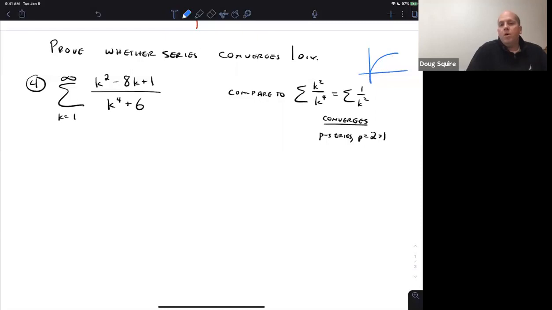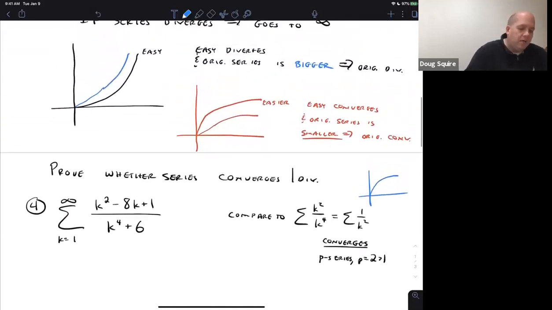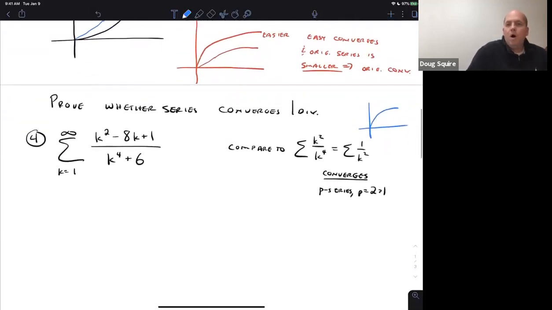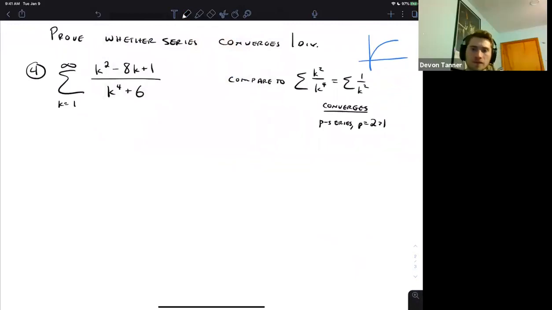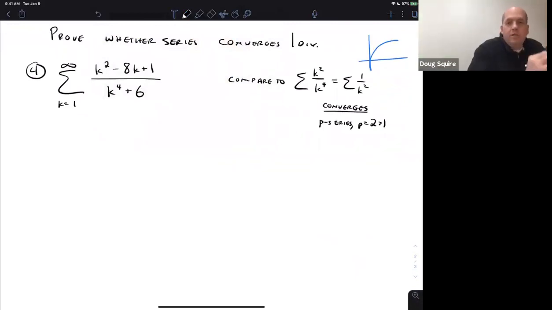So, in order for this idea to work, do we want the original series to be smaller than 1 over K squared, or larger than 1 over K squared? Larger. Smaller. Oh, wait, the original, yeah. You're good. We want the original to be smaller than the easy one. And I think you were just saying it backward, Devin. Does that make sense? So we want the original to be down here because then it would have to level off.